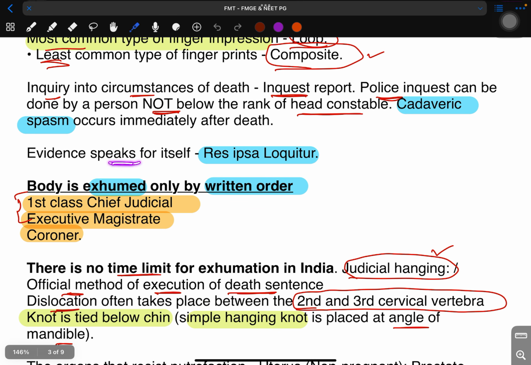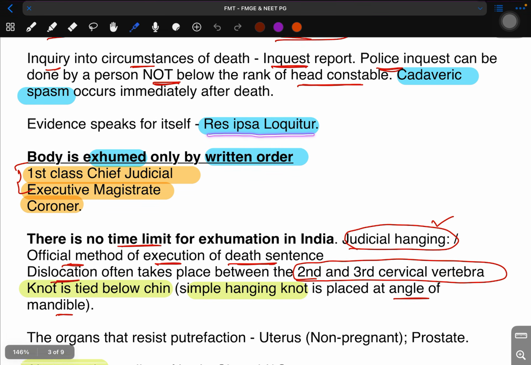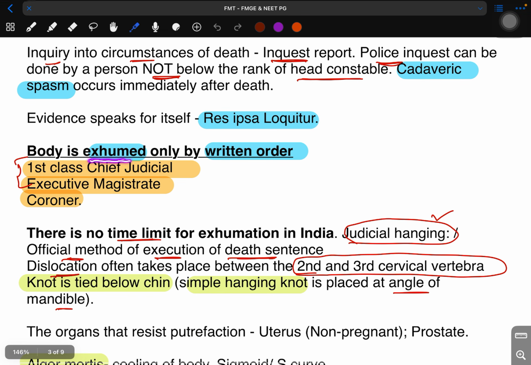Evidence speaks for itself. So, evidence will give you an idea how the murder was done or anything. So, evidence speaks for itself. What is it known as? It's known as res ipsa loquitur. Body is exhumed. Exhumed means digging it out again. Like once the body is buried, it's dug out again. So it's known as exhumation.